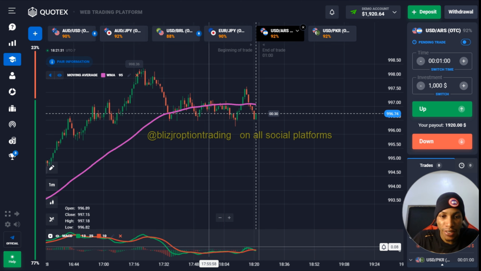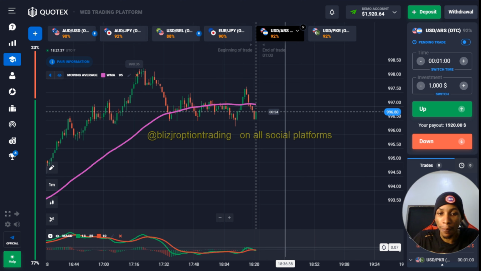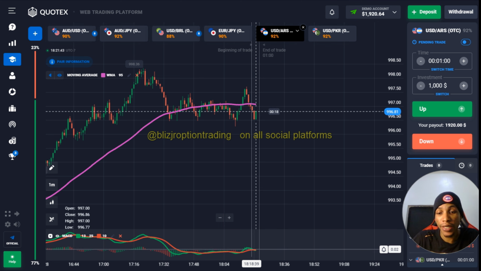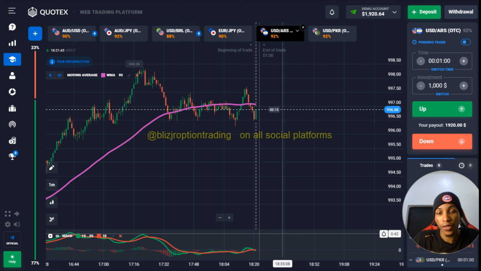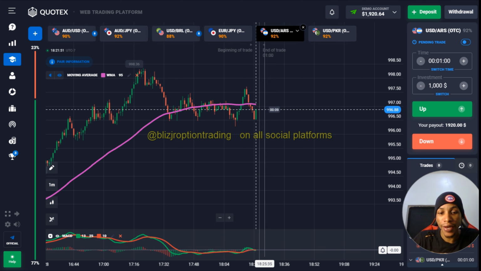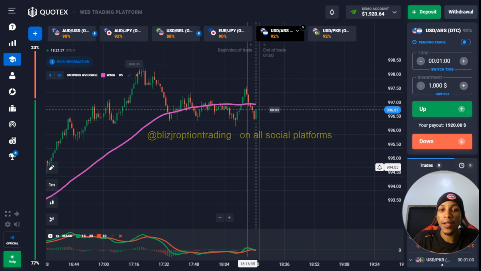And then MACD, both lines on MACD are pointed towards the downward direction, and that is a perfect signal for you to take your trade. When the MACD lines cross each other and then face downwards, that is a perfect time to take a trade.